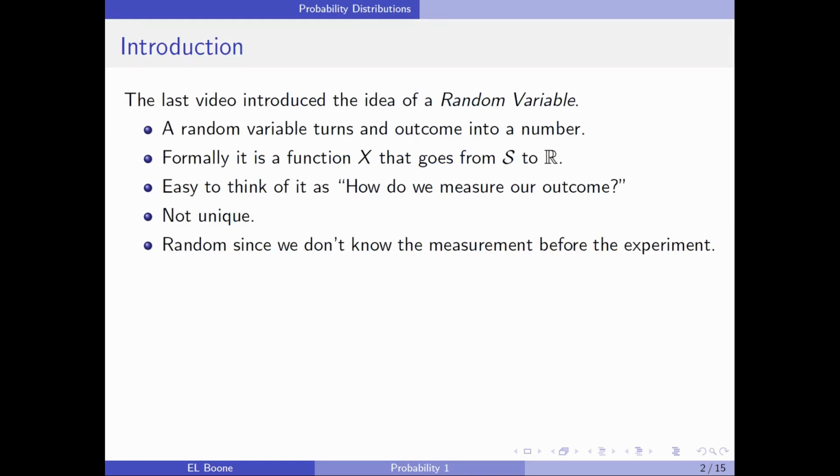In the last video we talked about the idea of a random variable. A random variable is basically how we turn what we see in our experiment into a number. It's the scale at which you measure the outcome. Formally it's a function that goes from S to the real line, but I always think of it as: how did I measure the outcome? They don't need to be unique. You can measure outcomes in many different ways, as we looked at in the last video with the fish. You can measure its weight, the length, whatever. It's random since we don't know the measurement before the experiment.